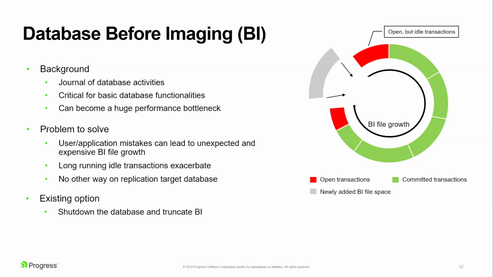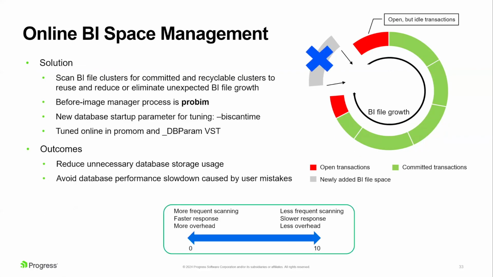Eventually, you exhaust your BI space and you'll have an allocation of additional file capacity. You'll have newly added BI file space. And this is how it starts to grow unexpectedly. Our solution for this was to create a separate process that scans your BI file clusters for those that are committed, the green ones, and sees what's recyclable so that we can reuse them and reduce or eliminate the unexpected BI file growth.